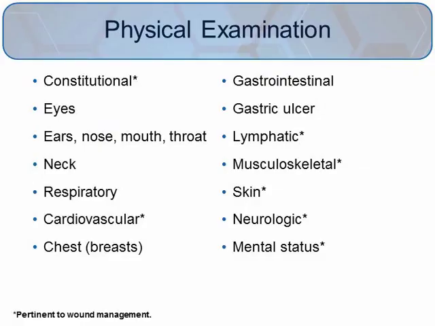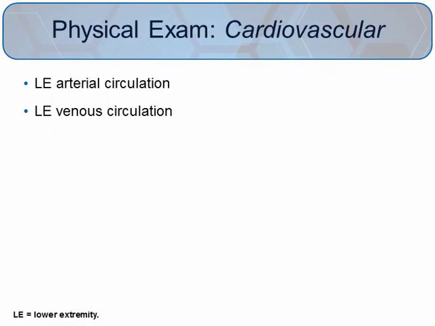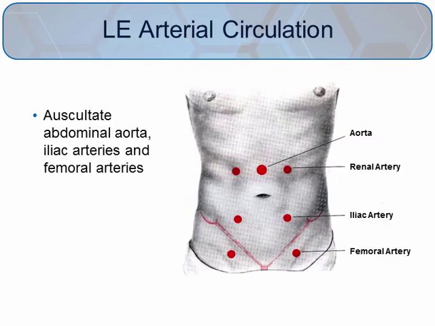Now, you can do a full physical exam where you listen to the heart, lungs, do full neurological check, or it's also acceptable to do a physical exam on systems that are pertinent to wound healing. And today, for our purposes, we're going to be focusing on cardiovascular, specifically peripheral vascular exam, musculoskeletal exam, neurologic exam, and skin exam. So when we talk about cardiovascular exam, we're going to be focusing on both arterial and venous circulation.